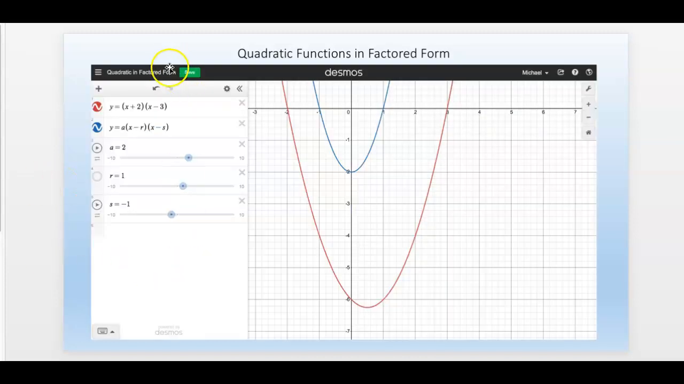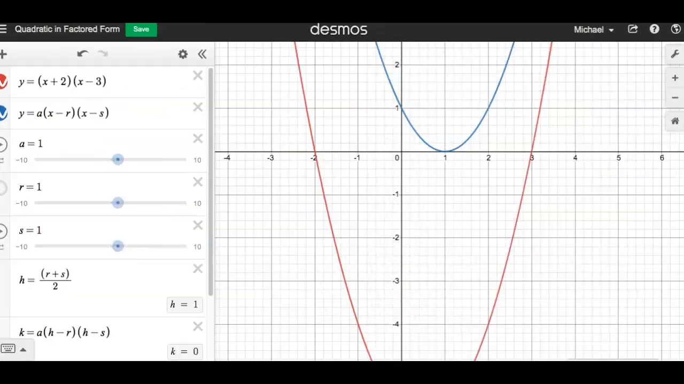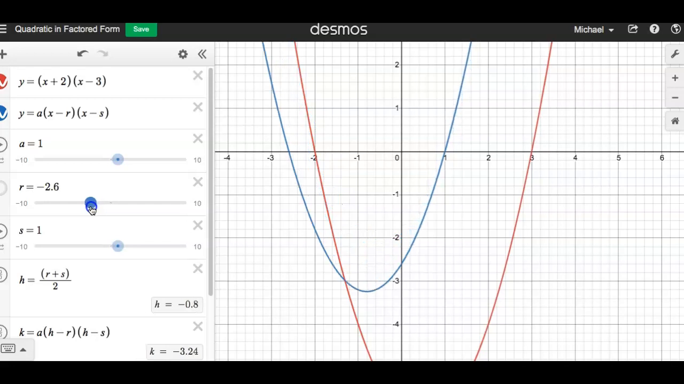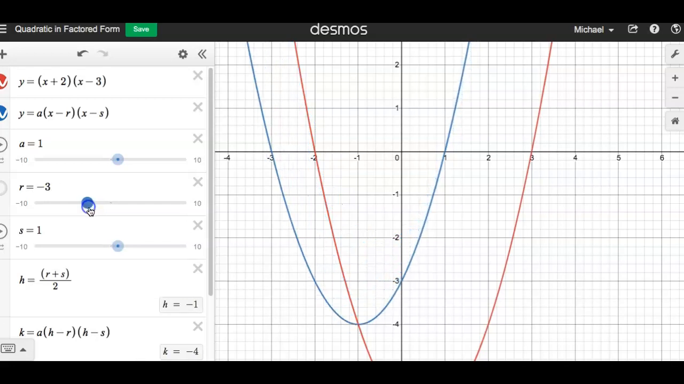Now, if you go to Desmos here, we can do that. Again, you notice the +2 and the -3. It goes through at -2 and 3. I'll show you why that is in a minute. But you can see that if I just change the r, now one of them goes through at, I'm sorry, at -3, and the other one still goes through at 1.